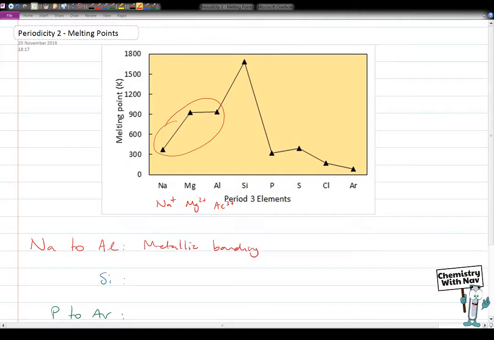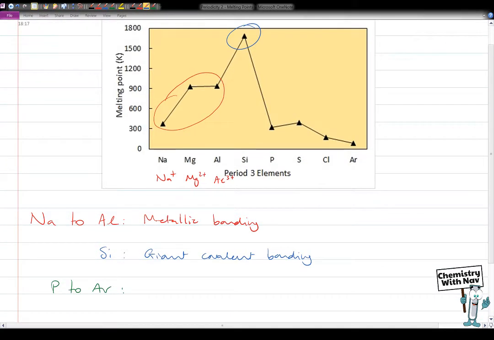Next is silicon. And in silicon, you have giant covalent bonding. And the giant structure, the giant lattice in silicon, means that every silicon atom is bonded to 4 other silicon atoms. So when you try to melt it, you have to break all 4 of those bonds per atom, which means that it requires a huge amount of energy. And that's why you've got the very large peak going up to silicon there, about 1700 Kelvin.